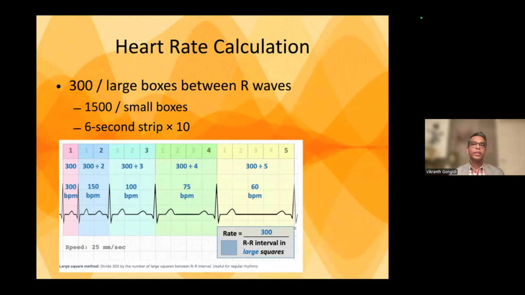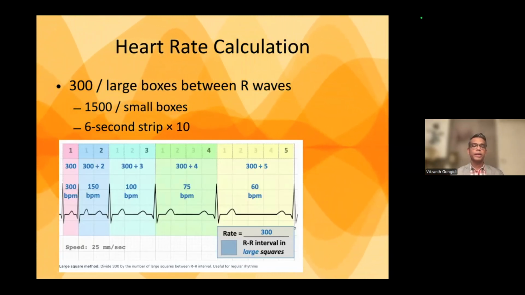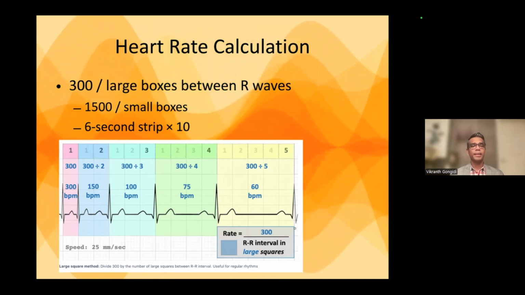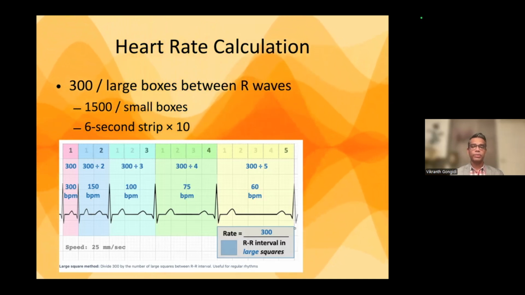And then calculating the heart rate. There are different ways of doing this. The one I usually say is just remember the 300, 150, 175 rule. Basically, you're dividing 300 by the RR interval, in large squares, to get the overall heart rate.